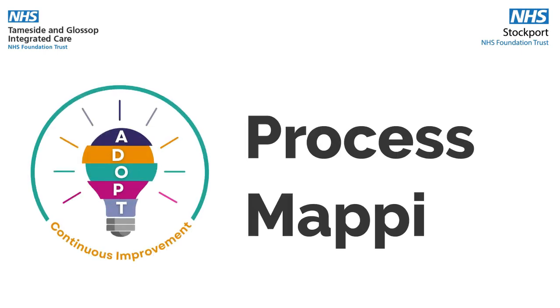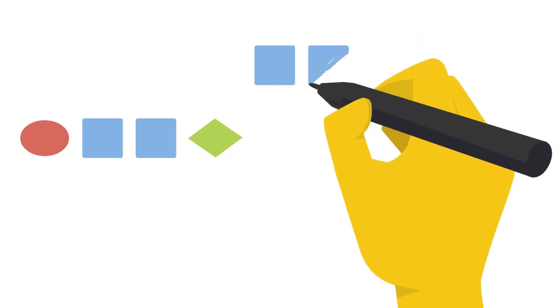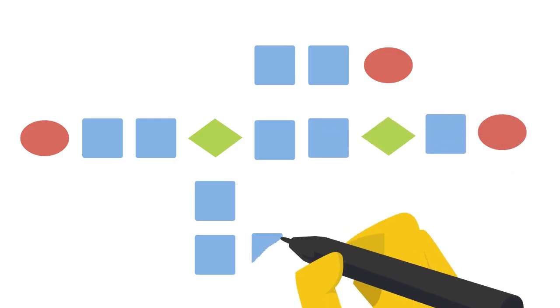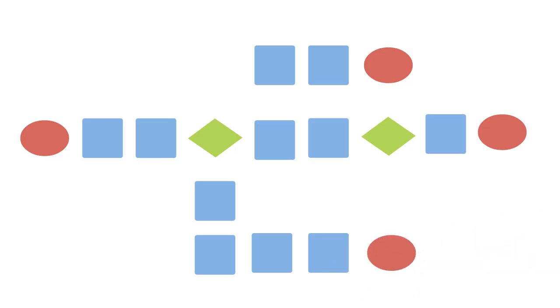Process mapping is a visual tool used to break down a process step by step, helping teams see exactly how things are working and where things might be going wrong. It creates a clear shared picture of how a task is done from start to finish, showing who is involved and where, when key decisions are taken, and actions along the way. It helps identify gaps, duplications, delays, and bottlenecks that might not be obvious day to day.